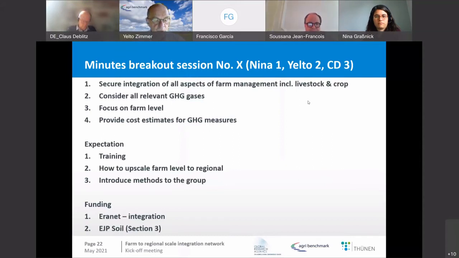Yeah, and then there were two funding options. One is an ARANET call, and then there is an EJP call on soil. We can share the link with all the participants afterwards.